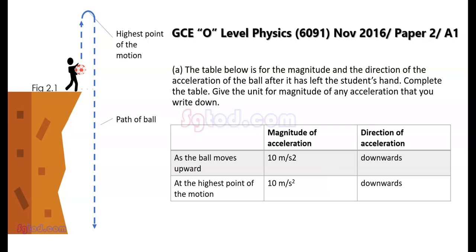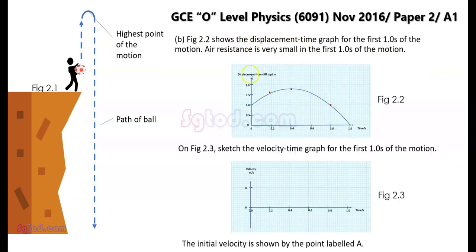In the second part of the question, a displacement time graph for the first 1 second of the motion was provided. It was stated in the question that air resistance is very small in the first 1 second of the motion, and students are required to sketch the velocity time graph for the first 1 second of the motion. You may want to pause this video to try it out on your own before proceeding to listen to my answer.